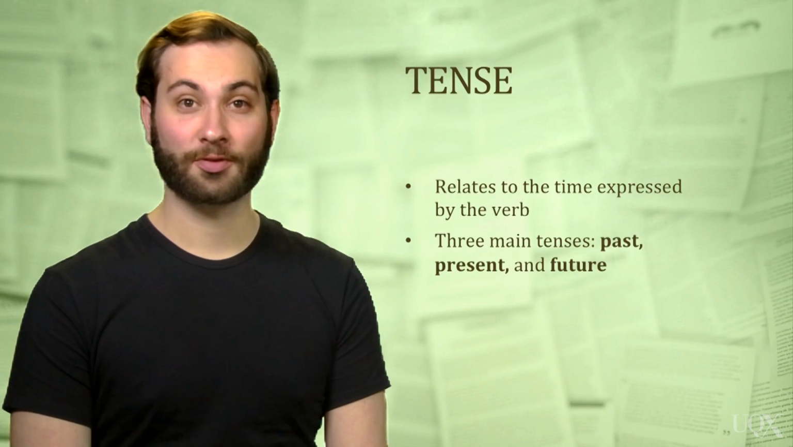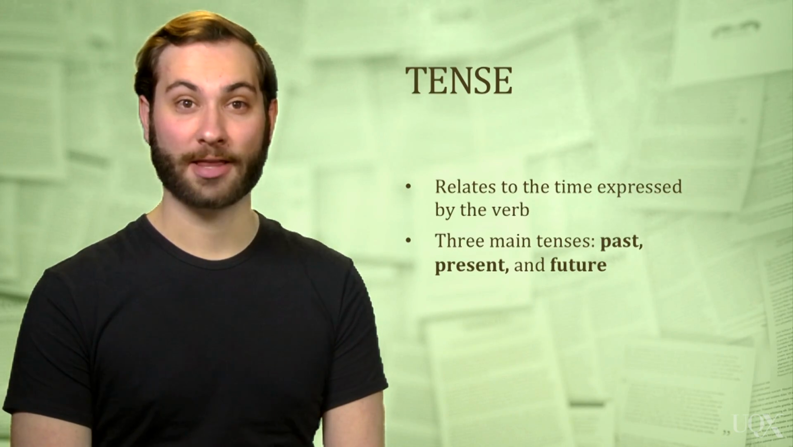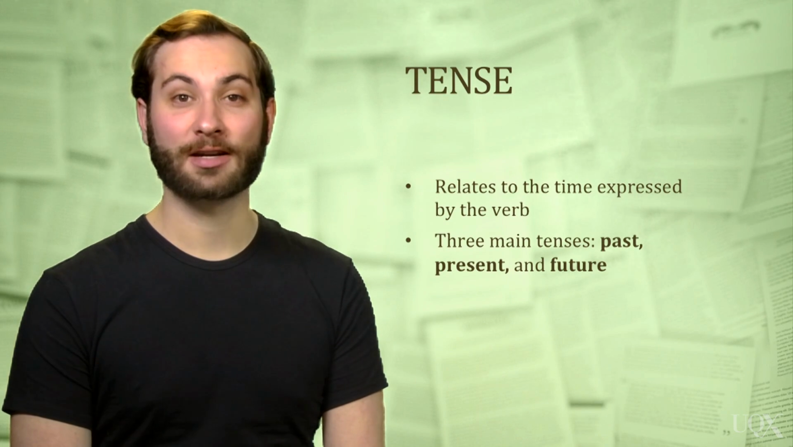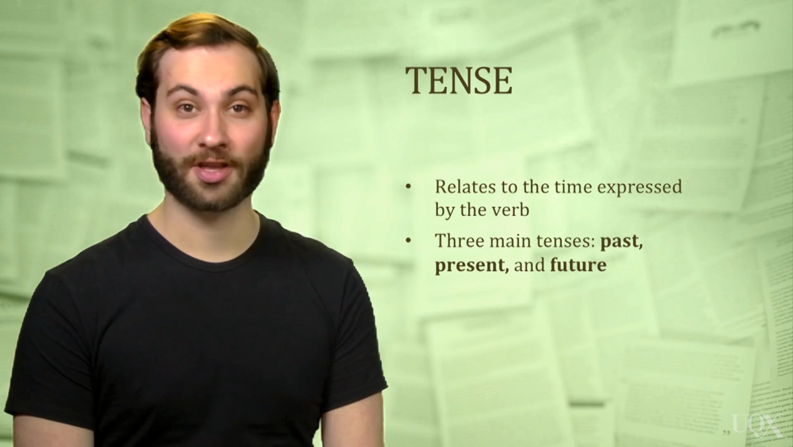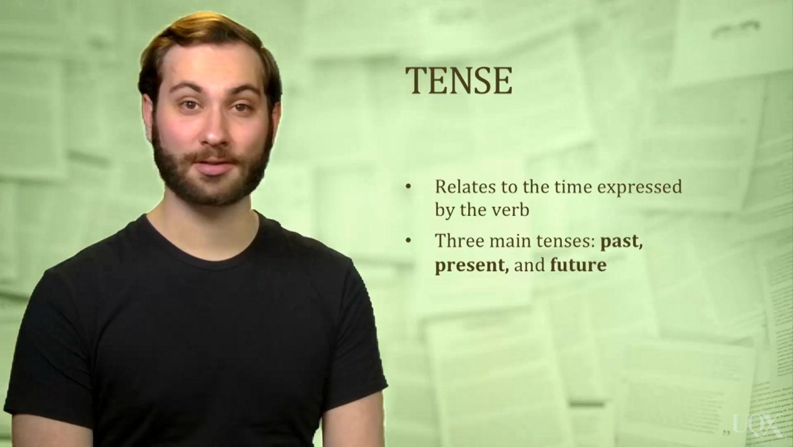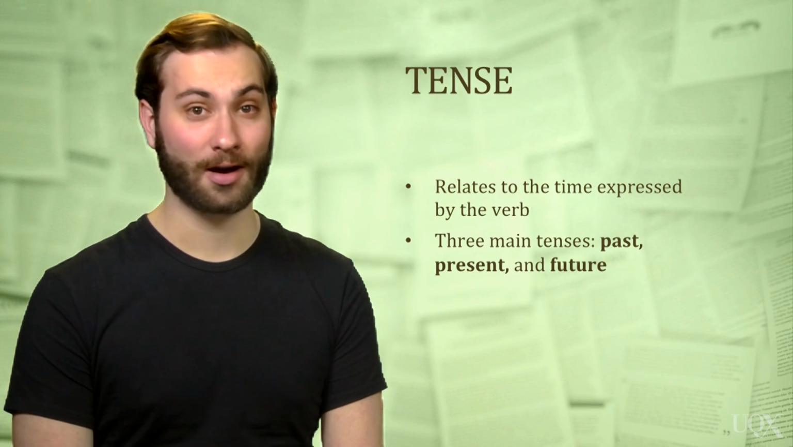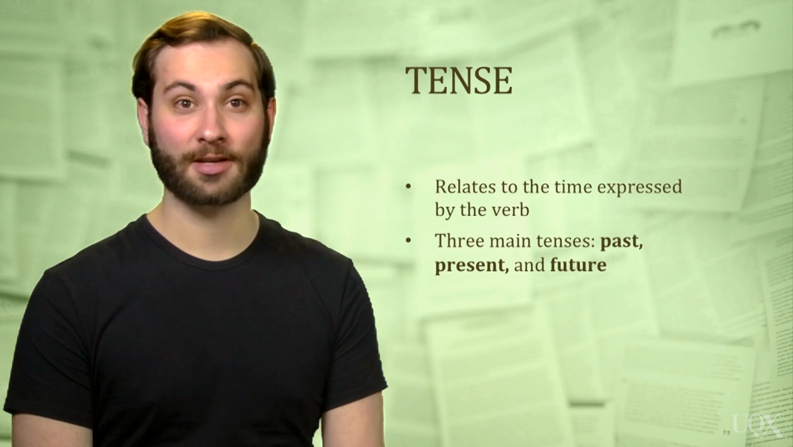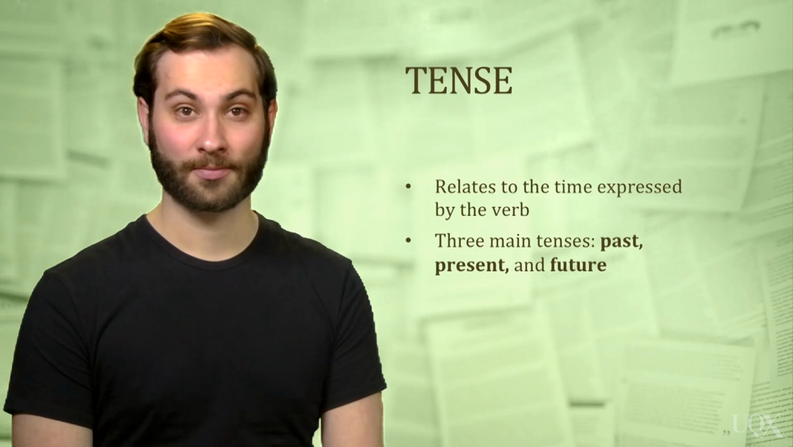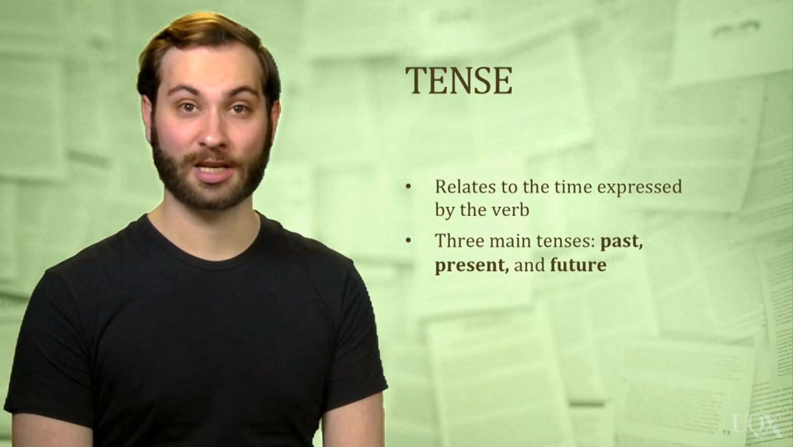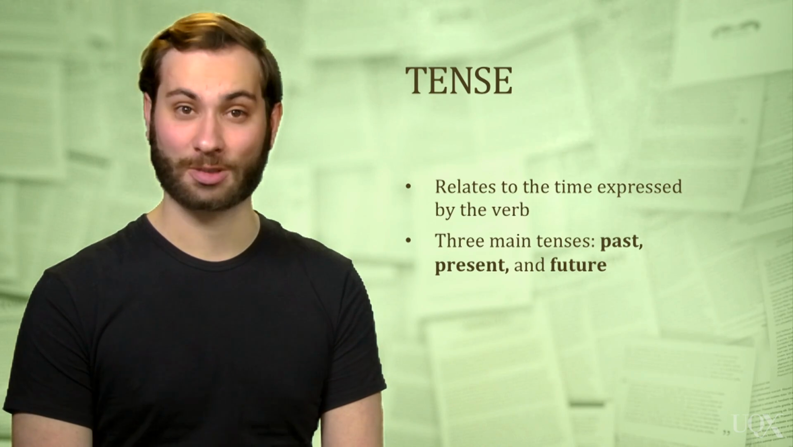Let's now look at the tense, mood, and voice of verbs. Tense relates to the time expressed by the verb. There are three main tenses: past for things that have already happened, present for things that are happening right now, and future for things that have not yet taken place. Each of these three tenses can be further modified by four aspects.